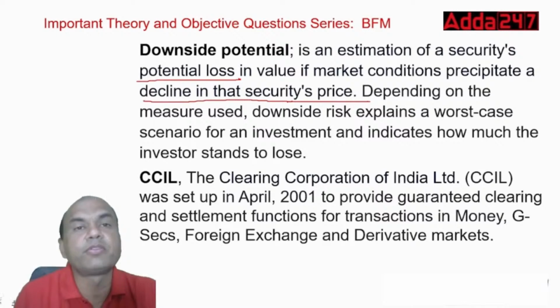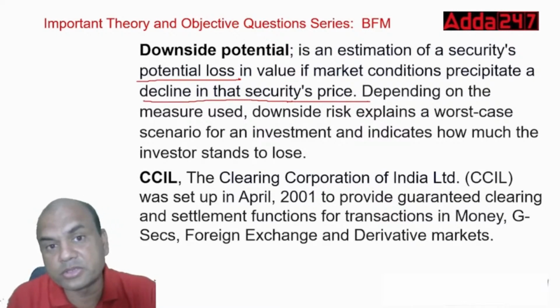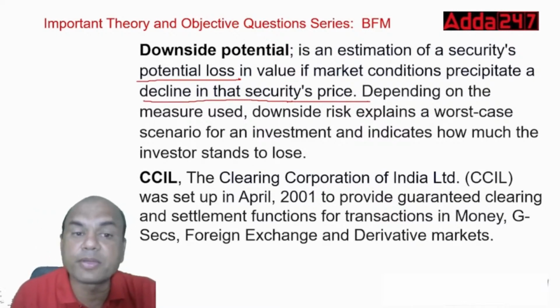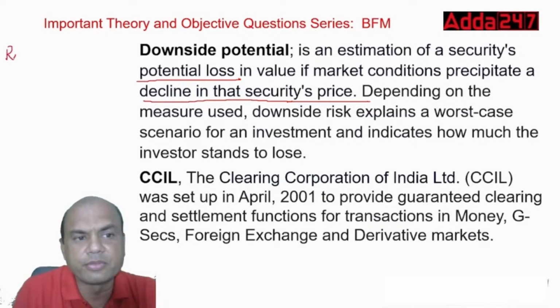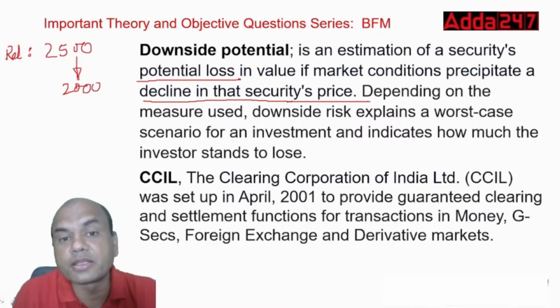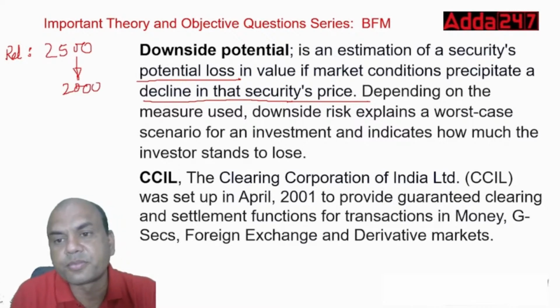For example, we have studied this in our ABM also, or in our JIB also. Let me take the Reliance share. If I bought it at 2500 and tomorrow the price of Reliance goes down to, let's say, 2000, this is the downside potential: the security's potential loss due to the decline in the security's price.